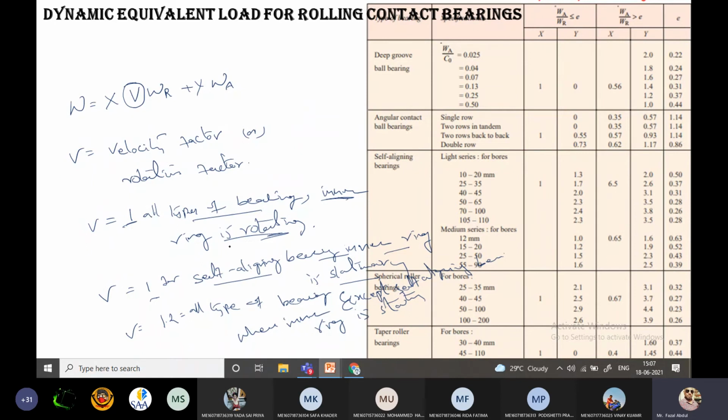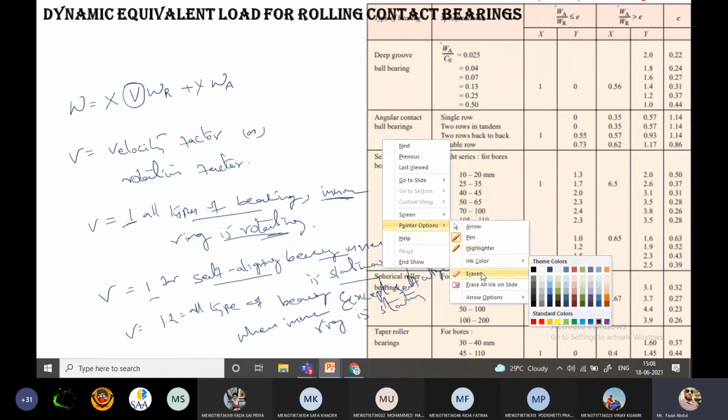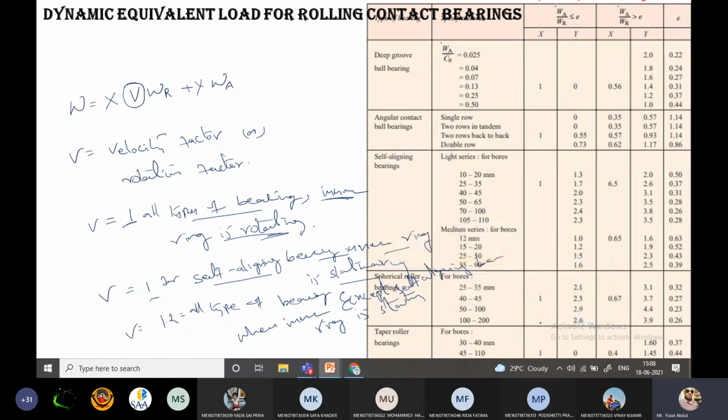And here one more thing I want to show. See here, this table is for selecting the radial load factor and axial load factor. The previous table is different, this one is different. The previous table is for the static equivalent load condition. This table is particularly for dynamic equivalent load application. So see here how to select the values.